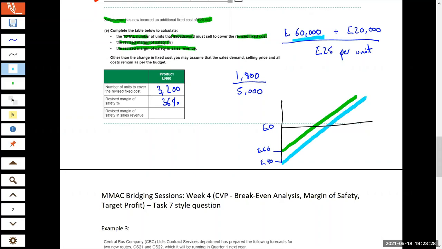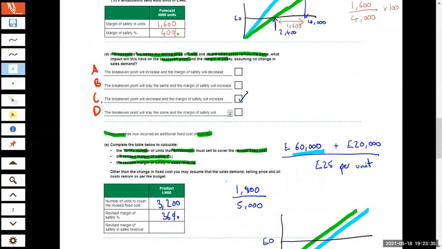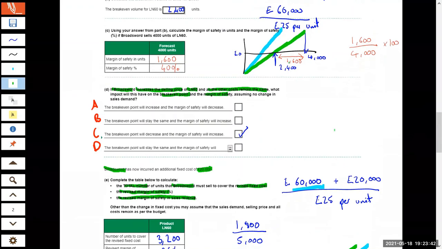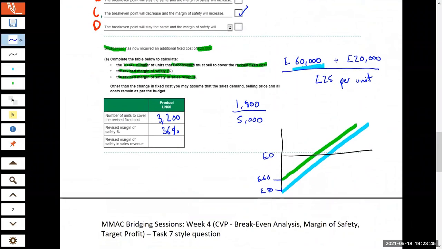So we've got this parallel line that runs exactly parallel to it, which has a contribution rate of £25 per unit. But what's happened from the first question, where you saw that the break even was 2,400 units when we started off at 60,000, is that we're now going down to 80,000. And that's caused our break even point to move to 3,200.